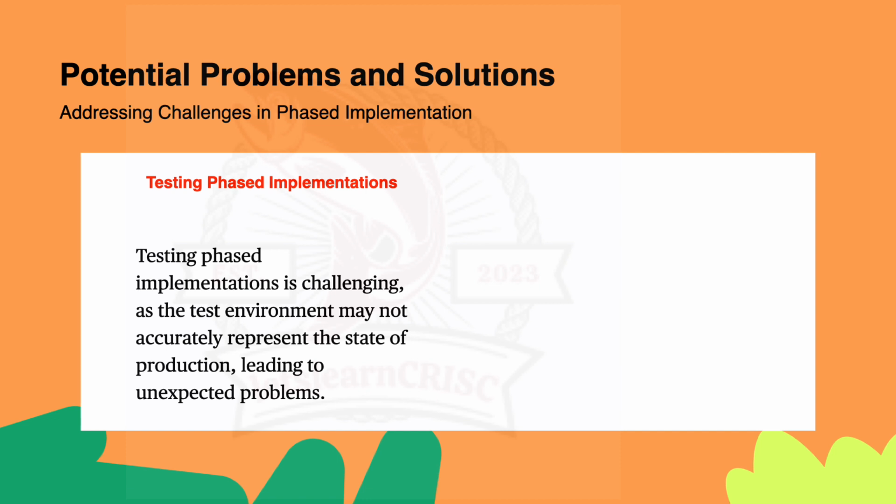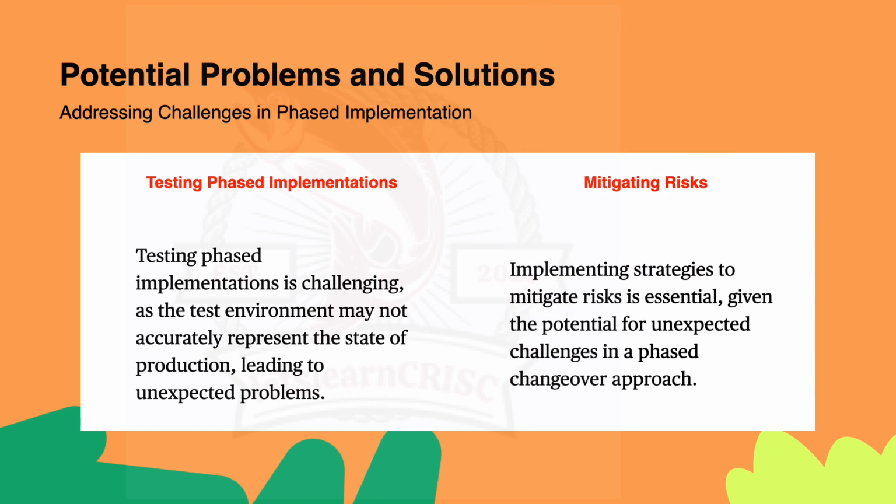Just like we have discussed earlier, think of it like rehearsing a play in a small theater. So the controlled environment might miss some of the complexities that arise when a play is performed on an actual stage, right? Next, mitigating risk. Friends, given the potential for unexpected challenges in the phase changeover, it is crucial to implement strategies to mitigate the risk. So this involves proactively identifying potential issues and developing plans to address them. Right? So friends, these approaches emphasize the importance of being prepared for unexpected challenges in the phased implementation, both through thorough testing and proactive risk mitigation strategies.